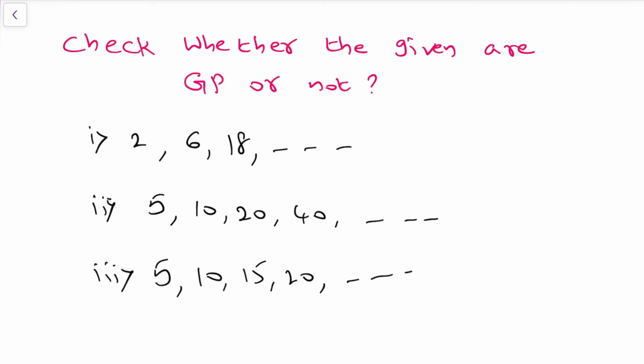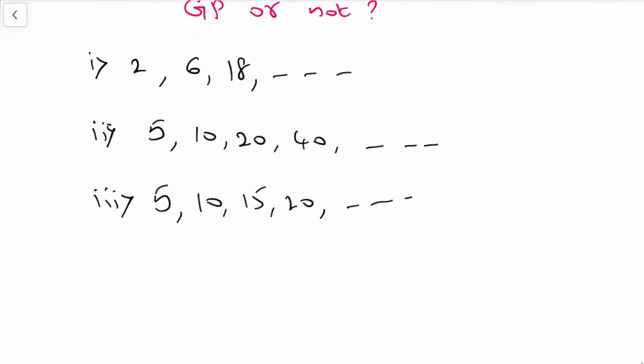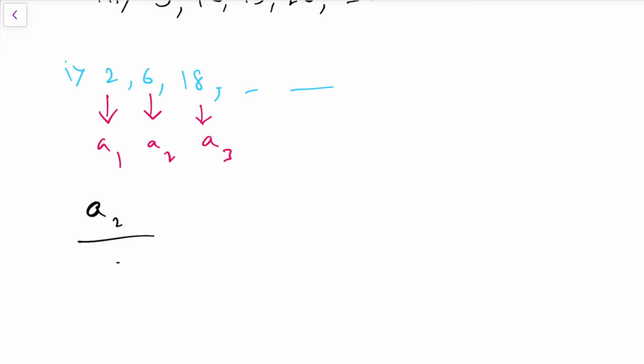Check whether the given numbers are GP or not. So GP means we need to go with the ratio. So first question is 2, 6, 18 and so on. This is first term a1 and this is second term a2 and this is third term a3. So second term divided by first term. So second term is 6 divided by first term is 2. 6 divided by 2, it is nothing but 3.